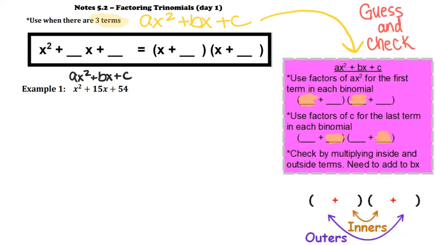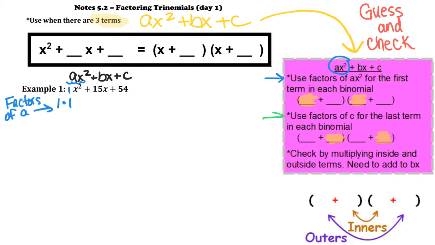So in guess and check, the first step says to look at the factors of the ax squared for the first term in each of our binomials. So we are going to look at, again, factors of ax squared. And remember, if you don't see a number in front of the x squared, it's a 1. So for these factors, for 1, it's just 1 times 1.